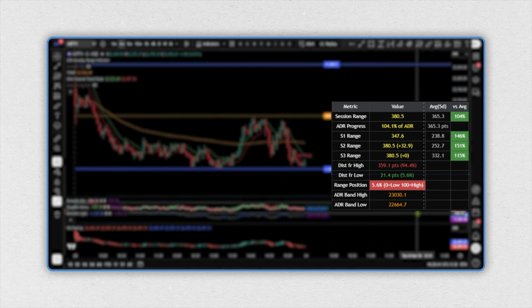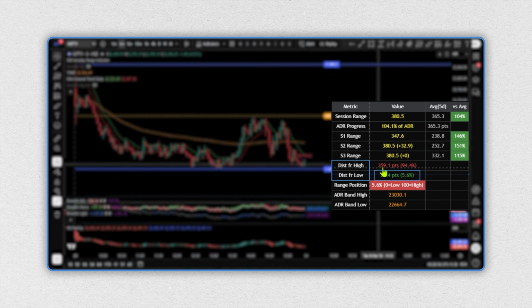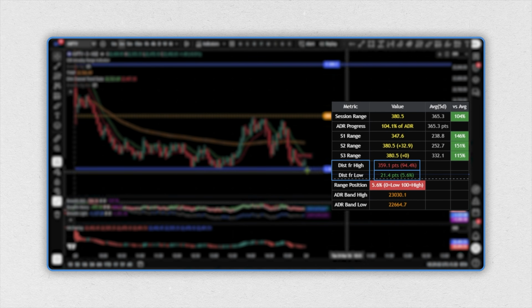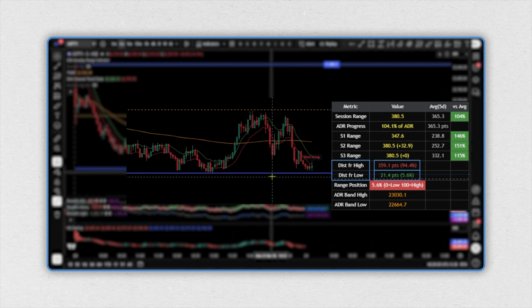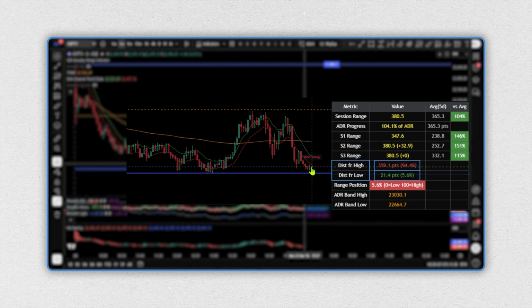Then we have 2 more metrics, which is distance from high and distance from low. What this tells us is, given the current price, where exactly in the range is it? So right now, if you see, it says 5.6% from distance from low and 94.4% from distance from high, which means it is quite close to the low. So if you see again over here, compared to the day low, the price closed pretty close to it.